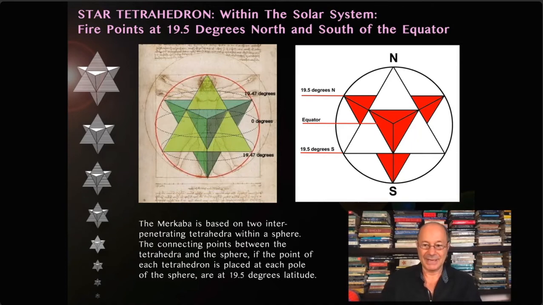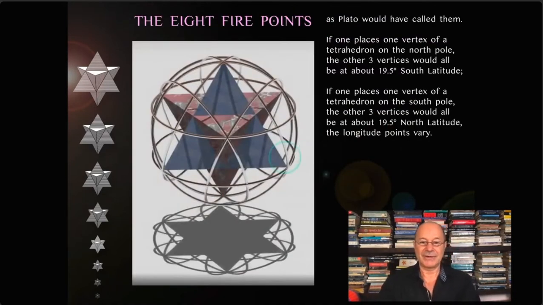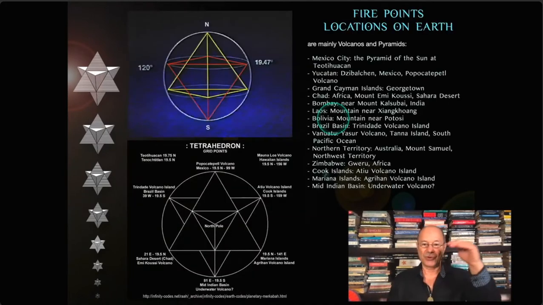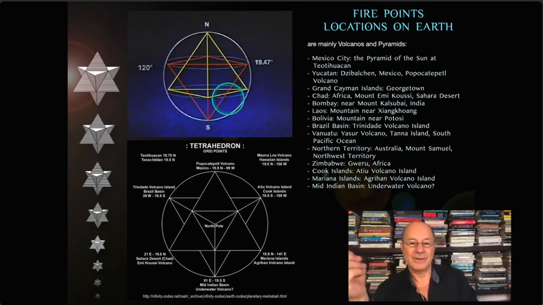So it just happens that upon the Tropic of Capricorn and Cancer, at 19.5 degrees from the equator, all these points of the tetrahedra lie on this 19.5 degrees. So you can see the star tetra, there's the Star of David's shadow. So we're going to look at those places, the north and south latitude at 19.5 degrees. So we can see that at all the fire points, this is what Plato called these fire points. He said that there's volcanoes and pyramids at all these points.